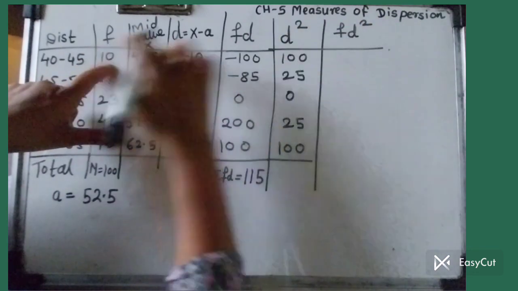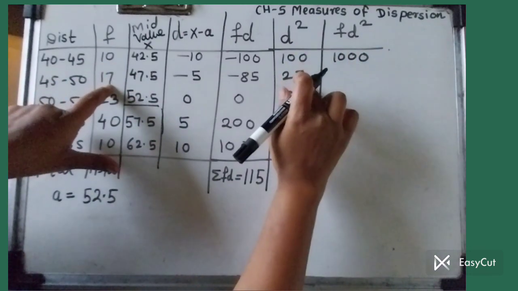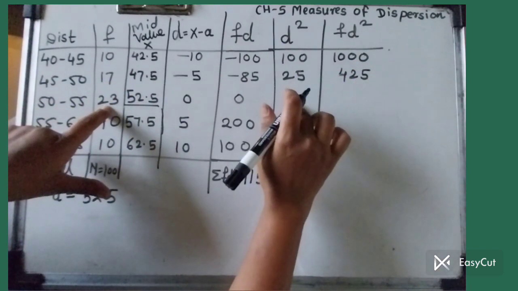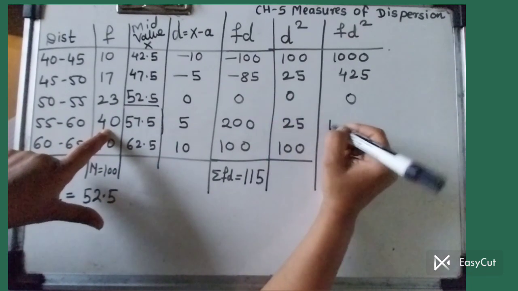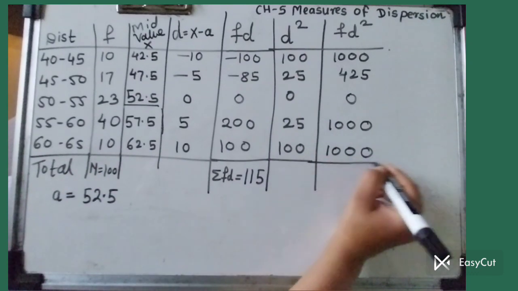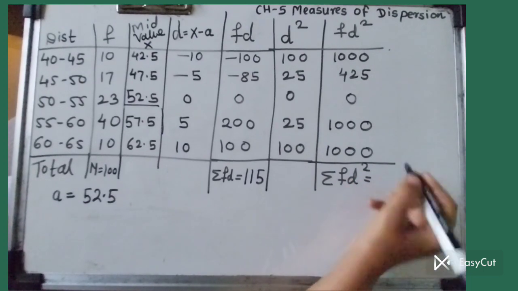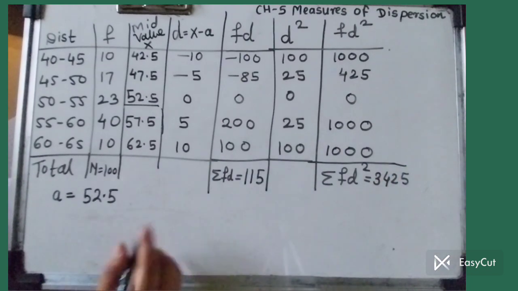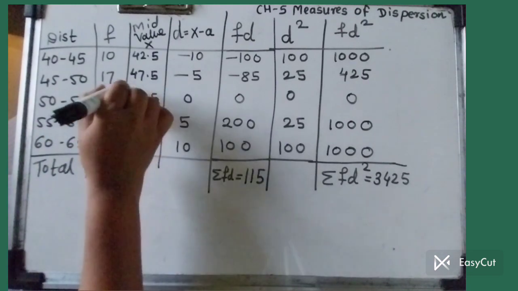10 into 100, so it is 1000. Next 17 into 25 is 425. 23 into 0. 40 into 25 is 1000. Again it is 1000. We require the summation here, so we find the summation of FD square, which is 3425. Write down the formula and put all values in the formula.